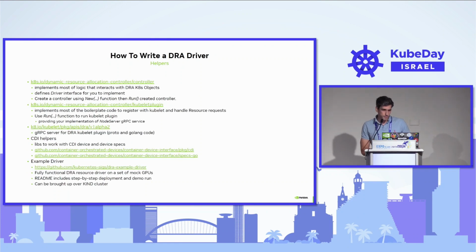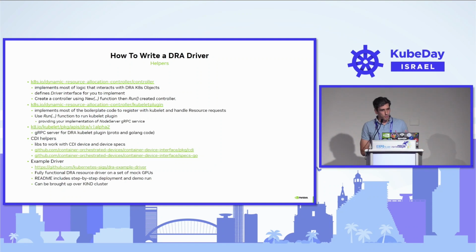So to help you do that, essentially, what we have is a bunch of packages created by the Kubernetes ecosystem to help you do that. The first one is the controller package from the Dynamic Resource Allocation controller project, which implements most of the boilerplate code to interact with the Kubernetes DRA API object. It defines a driver interface, which you need to implement. We'll go over that. And once you implement that, you provide it to the new method, and you get a controller and just call run. Oversimplifying it a bit, but that's at high level how it works.